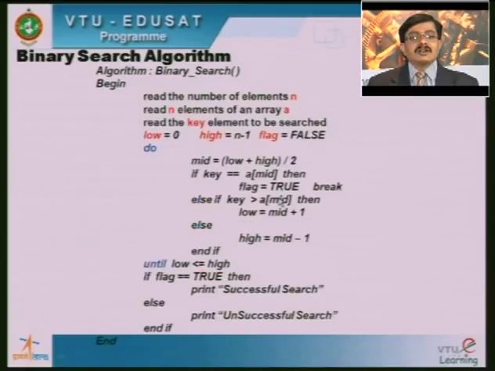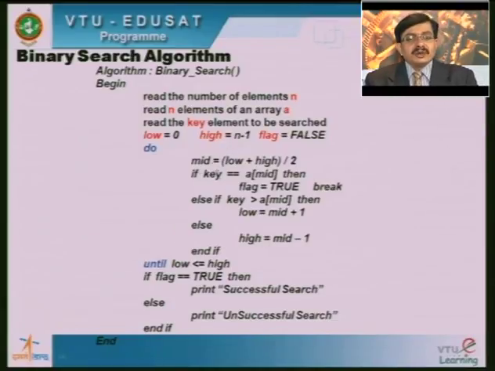Now let's write an algorithm associated with this. Most of the statements remain the same except the logical part of the code. The algorithm name is binary search, and the algorithm begins here. Read the number of elements n, read n elements of an array, and read the key element, which is as usual with linear search. Then I initialize low as 0, high as n minus 1, and set flag equal to false, indicating that right now the key element is not present in the list. The initial values of low and high are important here.